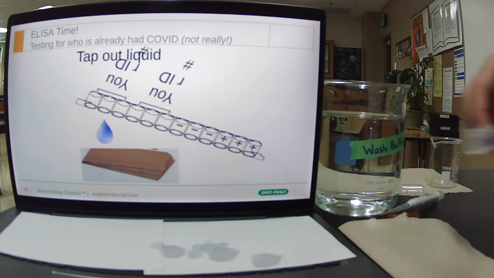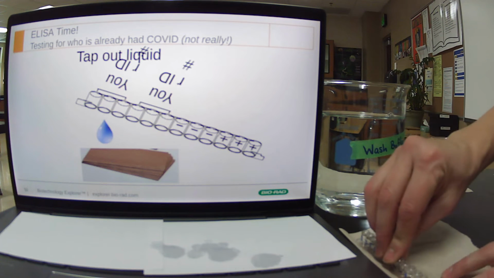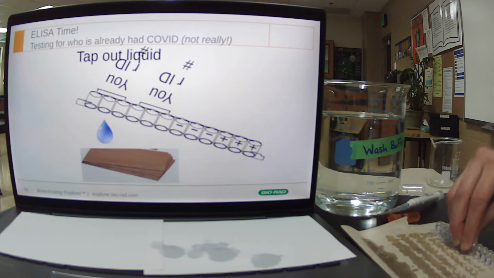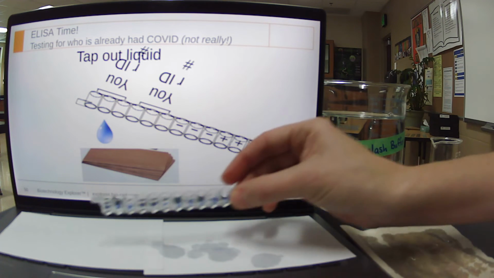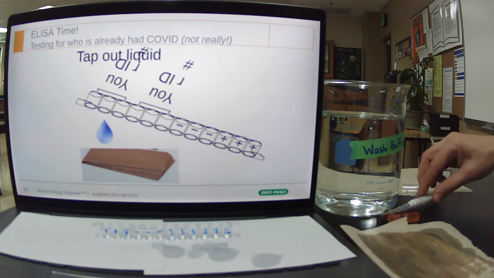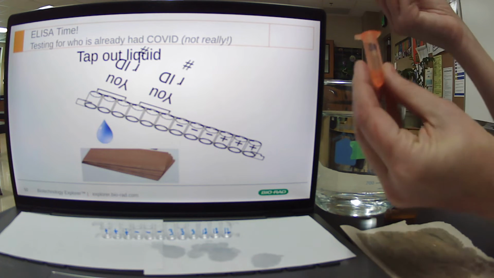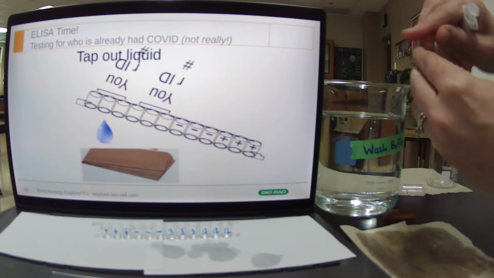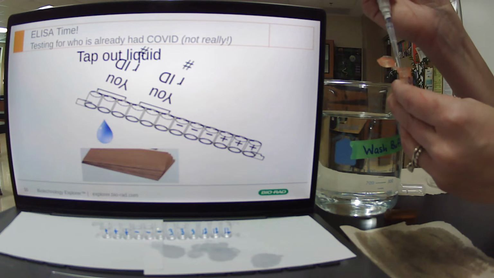So that was my second wash. Now I'm going to tap those out, dump that wash material out, get all of that liquid out of there. And this time, I have once again a clean pipette tip, and now I'm going to add the secondary antibody into all of the wells.